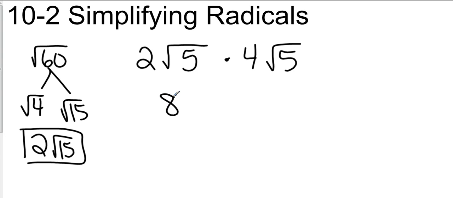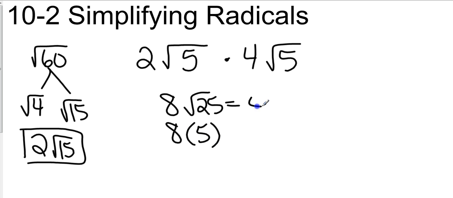All right. Carl, what do we do next? Square root of 5 times the square root of 5 is? Square root of 25, which we know is what? A perfect square. So what is the square root of 25? 5. So this is 8 times 5, which gives me an answer of 40. Okay.